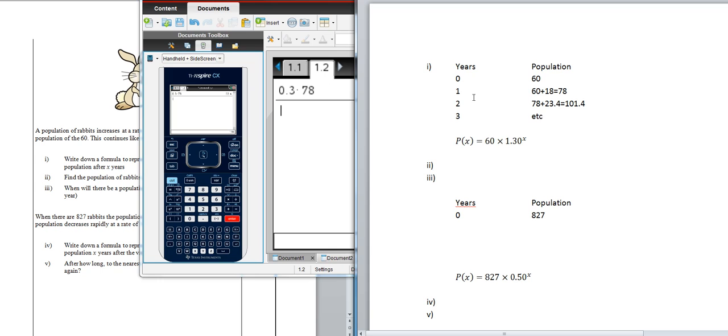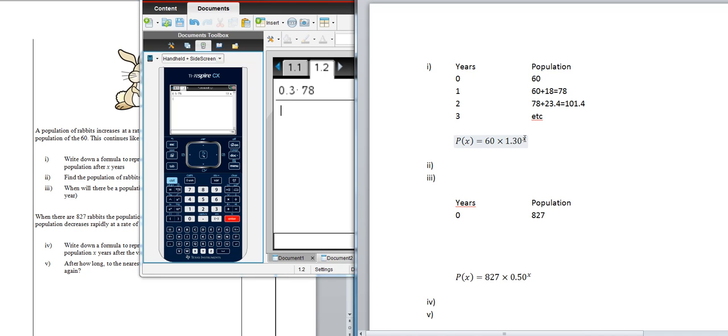So we have to understand when it's an increase, we add 30%. That's why it's 1.30. So if we just try some different values for x, for example, x is equal to 0, insert this into the formula, 1.30 to the power of 0. It doesn't matter the number here, anything to the power of 0 will be 1. Okay, so 60, which is okay. So when x is 0, population is 60.